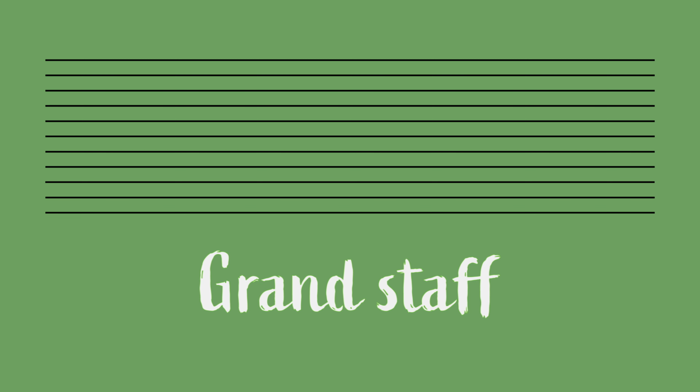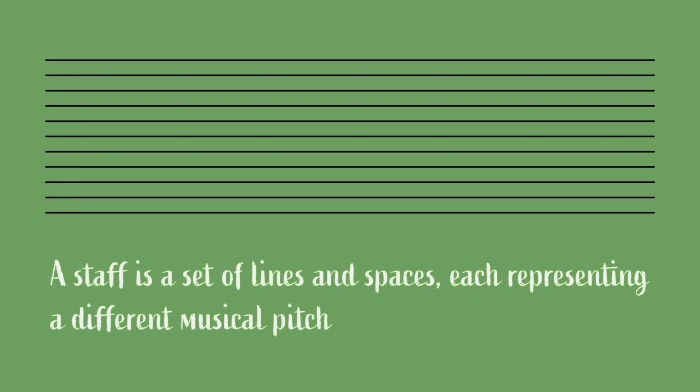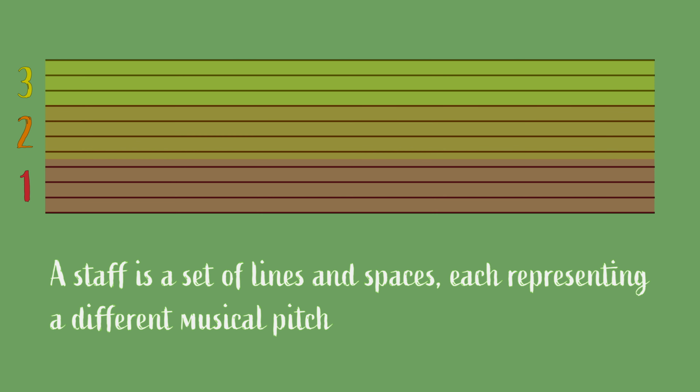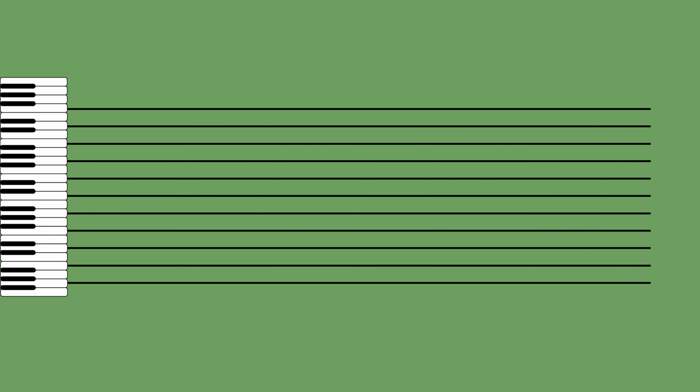And this has a name. It's called the grand staff. A staff is a set of lines and spaces, each representing a different musical pitch. And the grand staff is a staff composed of 11 lines and 10 spaces, covering 3 full octaves. So now, if we represent the same melody but this time played with circles that will stop on these lines, you begin to have something that should look a little familiar to you. What you had in front of you was almost a regular staff.